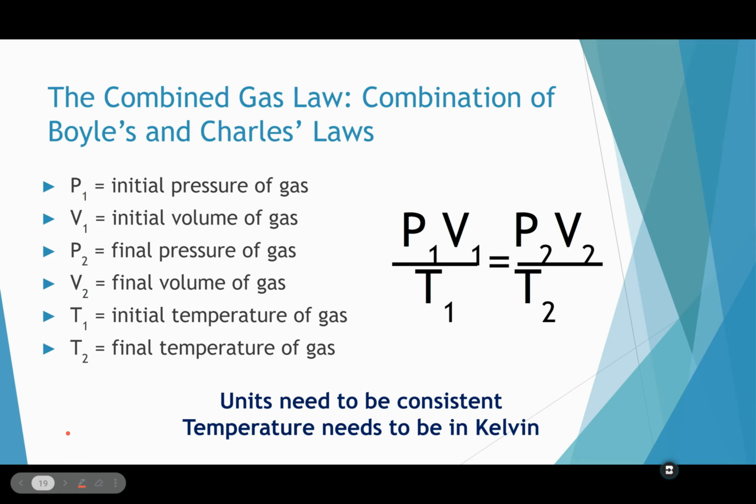So the combined gas law combines Boyle's law and Charles' law. P1 V1 over T1 equals P2 V2 over T2. So you can still see the relationship. Pressure and volume are inversely proportional. Volume and temperature are directly proportional. And pressure and temperature are also directly proportional.